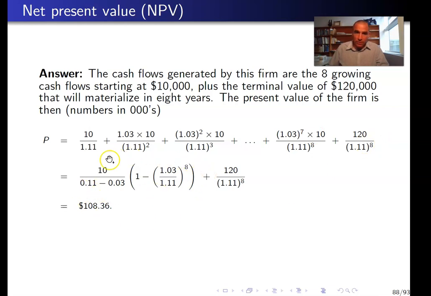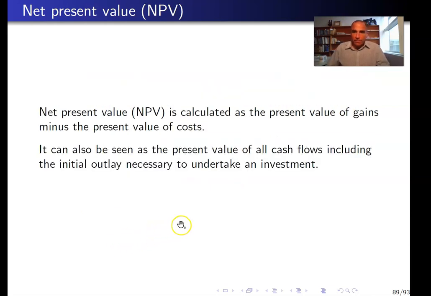So the present value of a growing annuity for which the first payment is 10, growth rate is 3%, and the interest rate is 11%, plus the present value after 8 years of the terminal value. So this gives us, in thousands of dollars, 108.36. So $108,360. This takes us to net present value, which I will see later in the course.